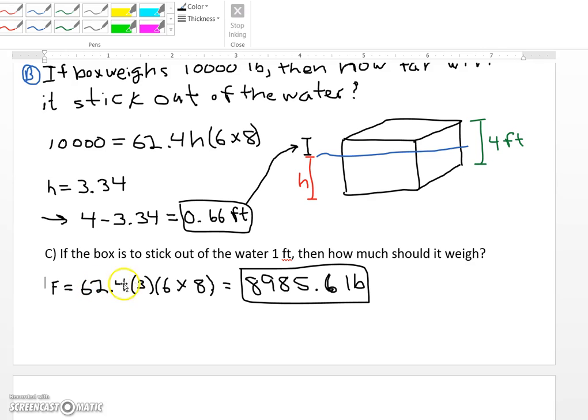So 62.4 weight density, depth of the water, and then the surface area, or the area of the bottom, multiply it all out. So if this box weighs 8,985 pounds, then it will stick out of the water 1 foot.